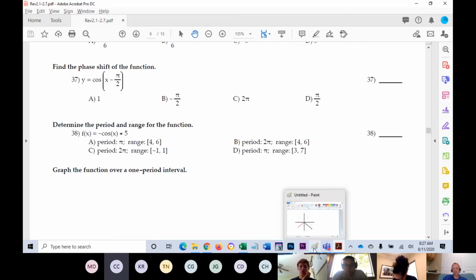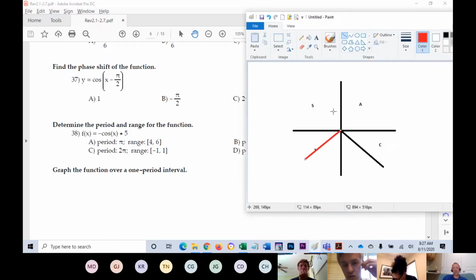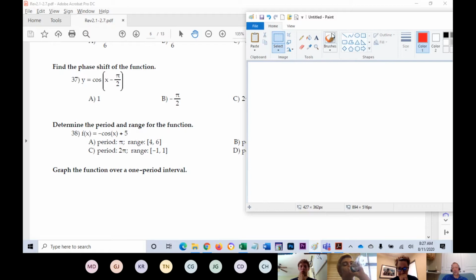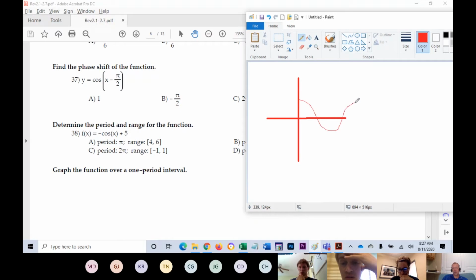Isn't it reflected over the x-axis? Yeah. So instead of starting with a normal sine function, here we're going to... Okay, so with a normal cosine function, what does it look like? It starts at 1 and then comes down. Yeah, so we're going to have something like that. I didn't draw it long enough, but anyway.